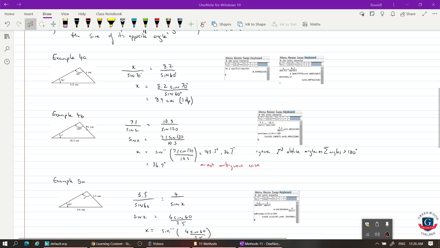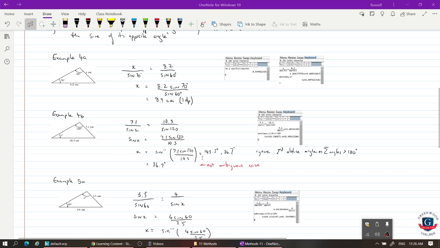7.1 on sine x is equal to 10.3 on sine 120. That's what we've got here. Put it into my calculator and said that I'm looking for all the angles between 0 and 180, because using sine it's possible to get obtuse angles, which gives me two values, 143.3 and 36.7. Now, in this case, it's not possible for x to be 143.3 because the angles in a triangle cannot be more than 180 degrees, and 143 plus 120 is more than 180 degrees.